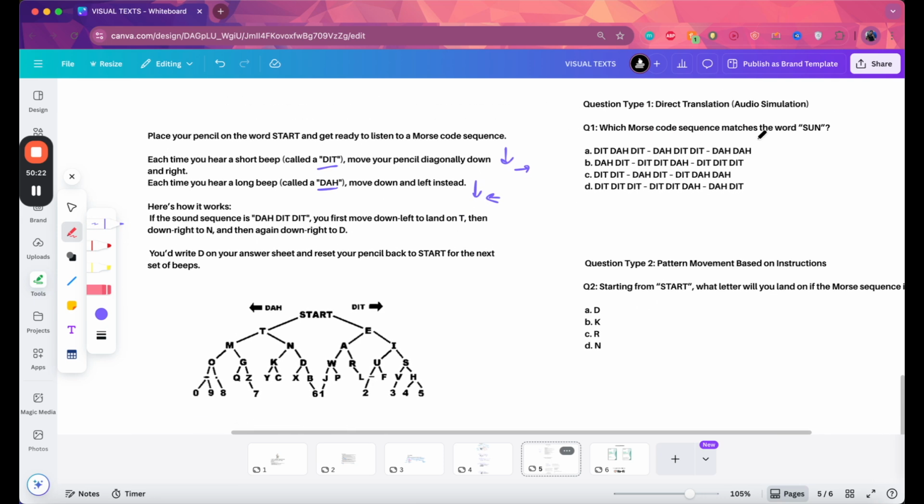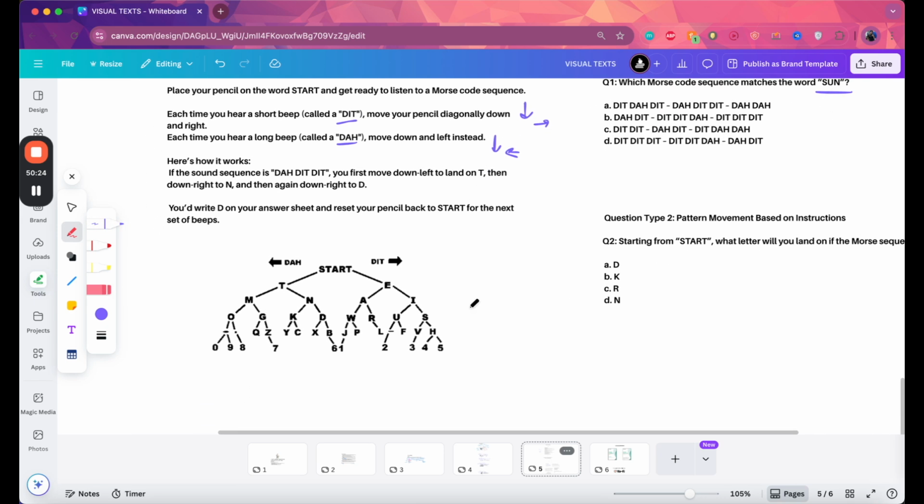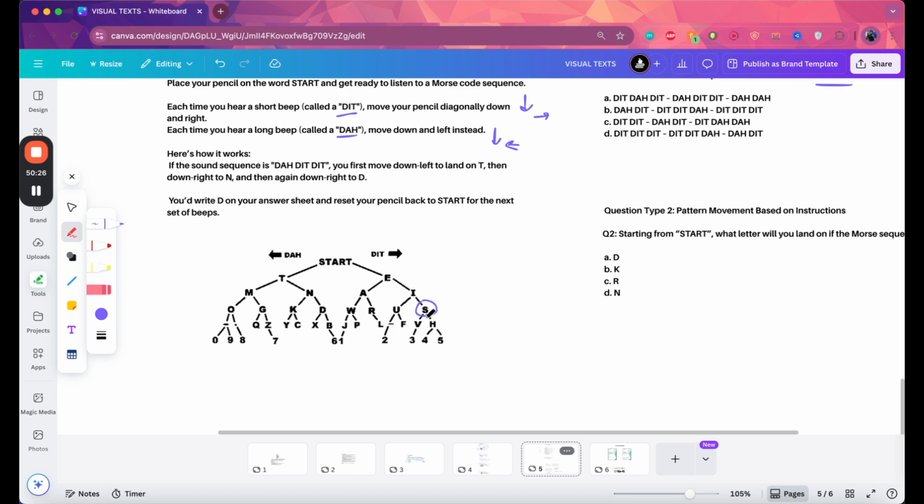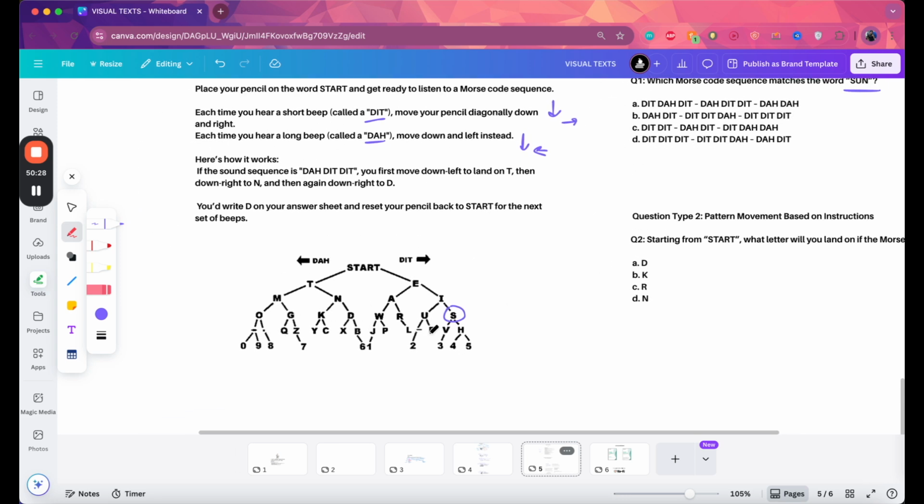So which Morse code sequence matches with the word sun? So we're looking at S, we're looking at U, and we're looking at N. Okay, so to get to S, we should do dit, because that's bottom right. Dit again, dit again. So dit dit dit gets us S.